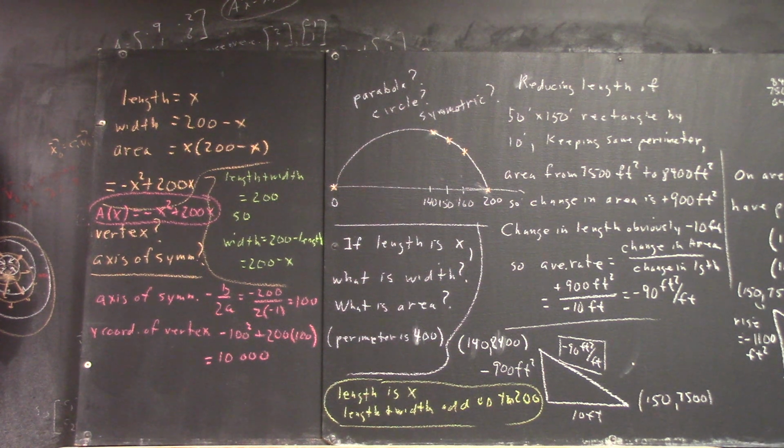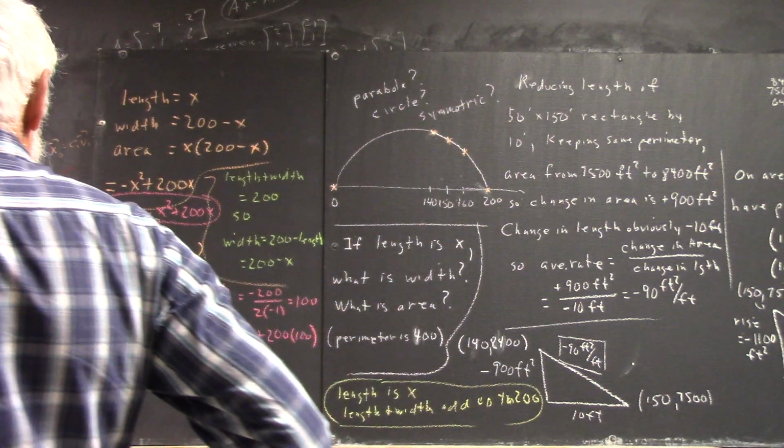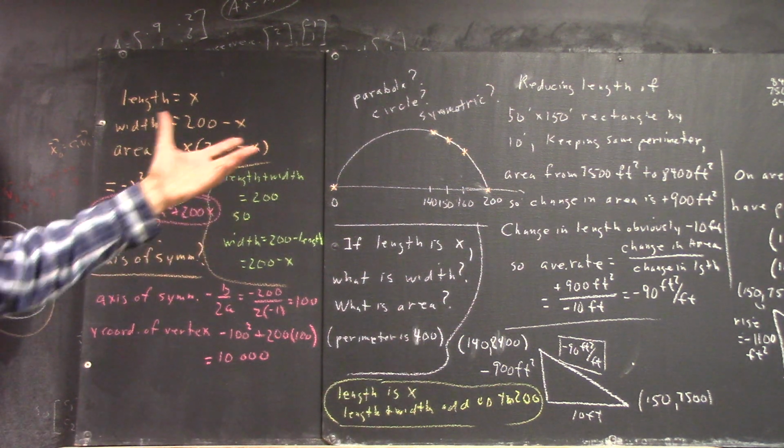What's the difference quotient for your area function? Well, if you got the difference quotient for ax squared plus bx plus c, it's just negative 2ax plus b, okay, plus 2ah plus ah, okay? You can find the difference quotient and do things with it.